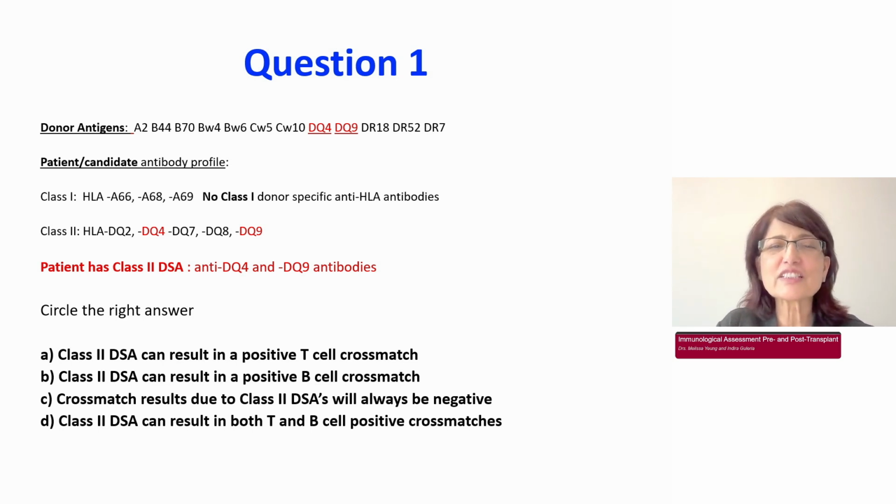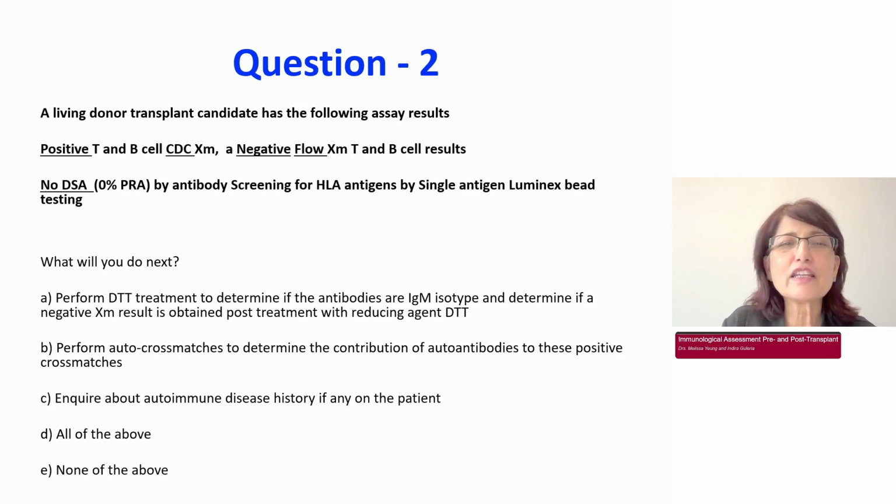We can move to the next question then, which is a living donor transplant candidate has the following assay results: positive T cell CDC, and negative flow. No DSA. What would you do next? Perform DTT, perform autocross match, inquire about the autoimmune disease history, if any, or all of the above, or none of the above.